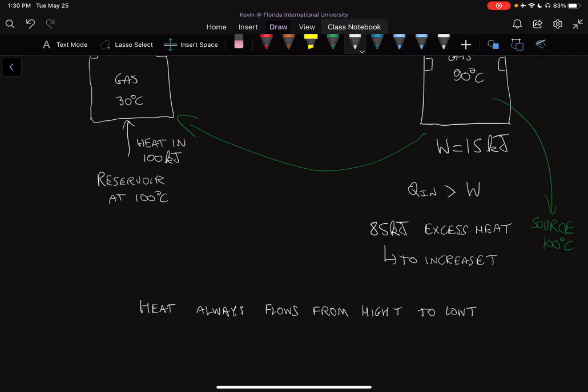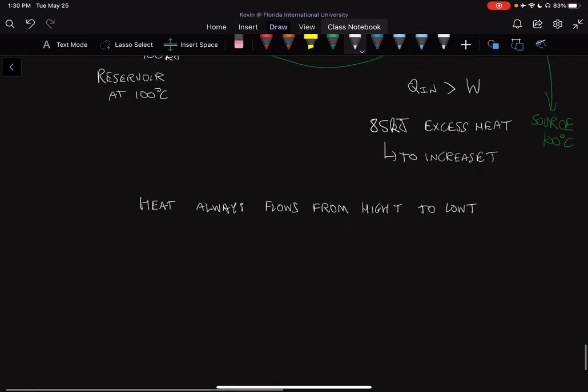So we have a problem. If we keep our reservoir under our piston cylinder device, we're not going to be able to cool our gas to restart the process, to restart the cycle. So the only way to cool the gas is to bring the system in contact with a low temperature system.